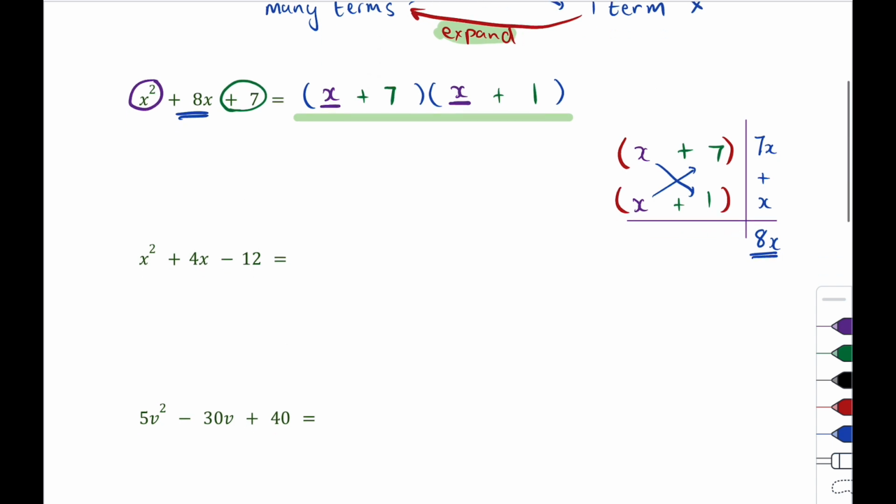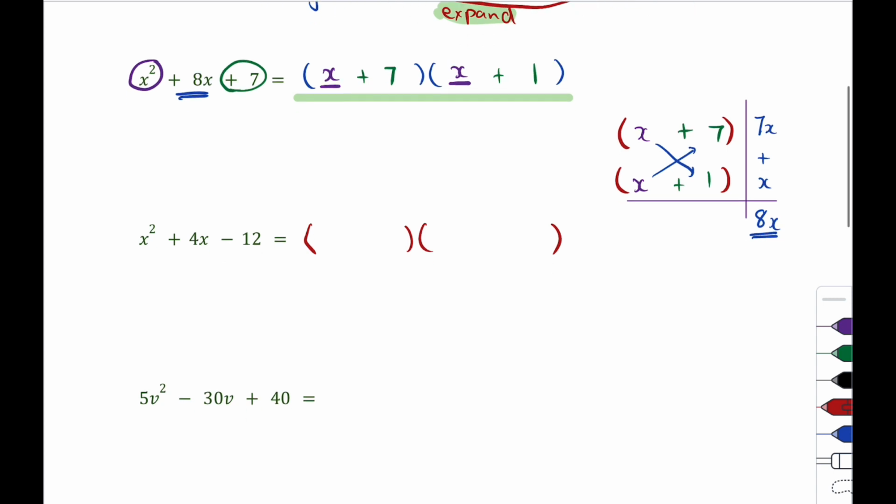Okay, let's try another one. Here I'm going to put this into two brackets. The first thing I should ever check for when I am doing factoring is a common factor. But there is no common factor here. And if you want to see how to use common factor, please check out my other video. So I have x squared. Let's use our diagram. In order to get x squared, I need x and x. That would give me x squared. So these will be my first two terms.